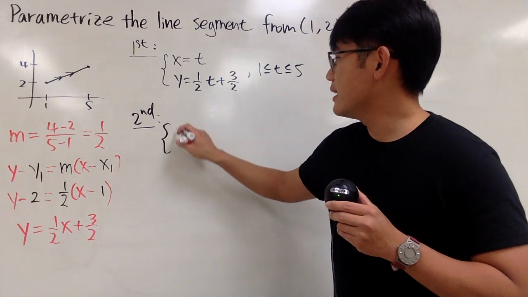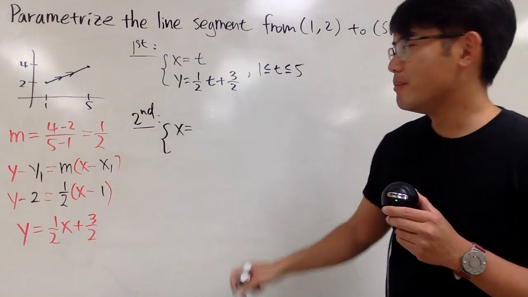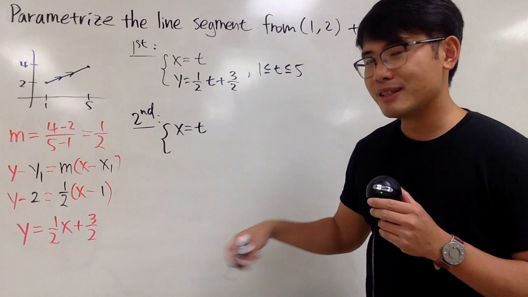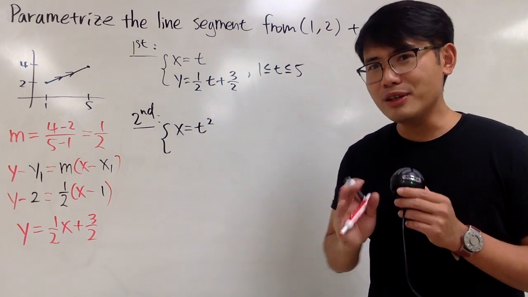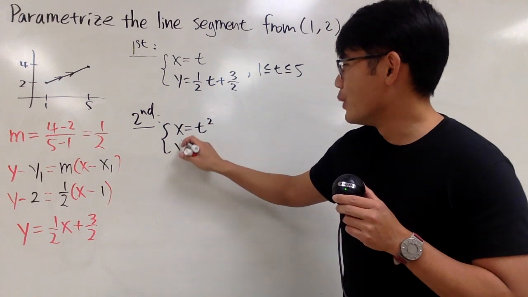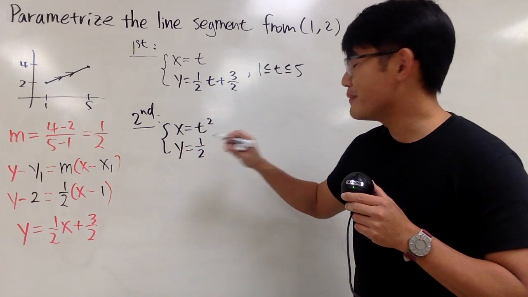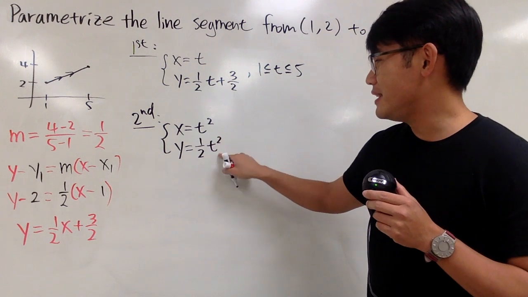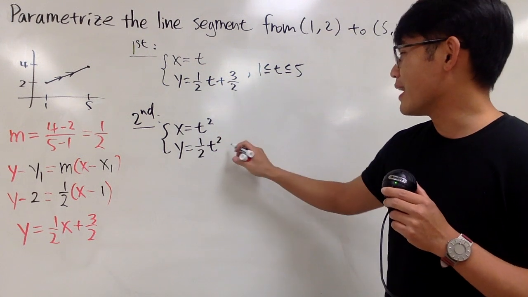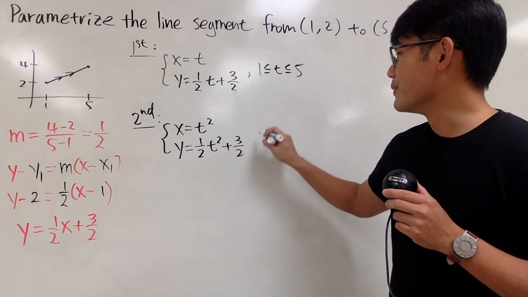Maybe you will think that x equal to t is too boring. Maybe we can power up. So let's talk about t squared. In that case, this right here is just as easy because we can write this down as y equals 1/2, but you don't put down x, you put down t squared, because t squared is the same as x, and then you write down plus 3 over 2.